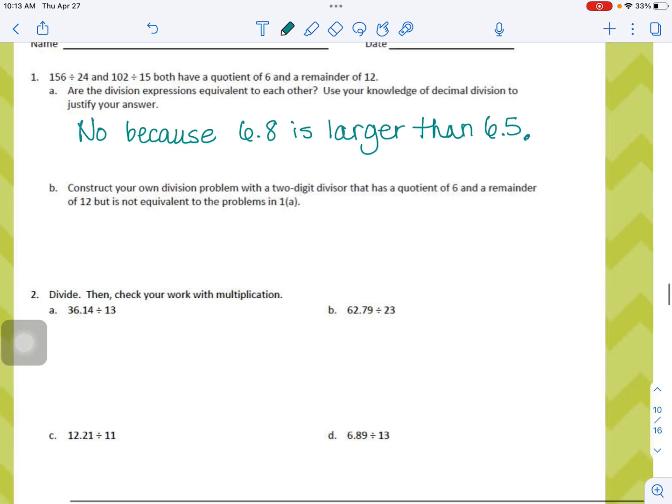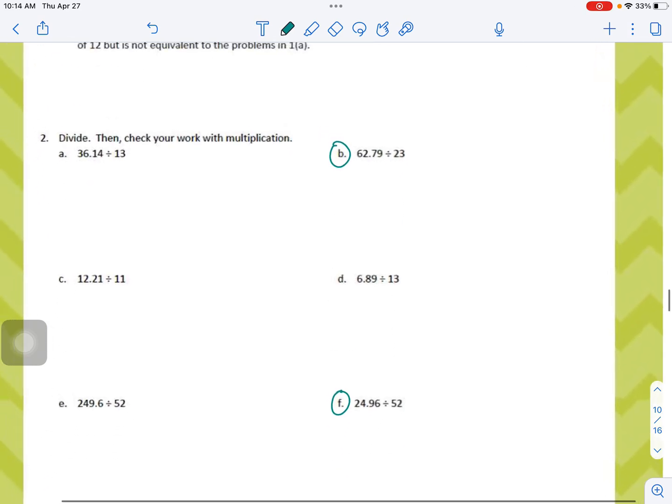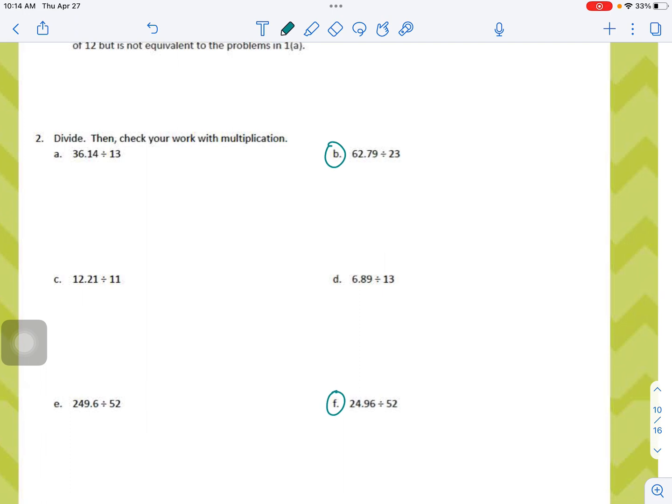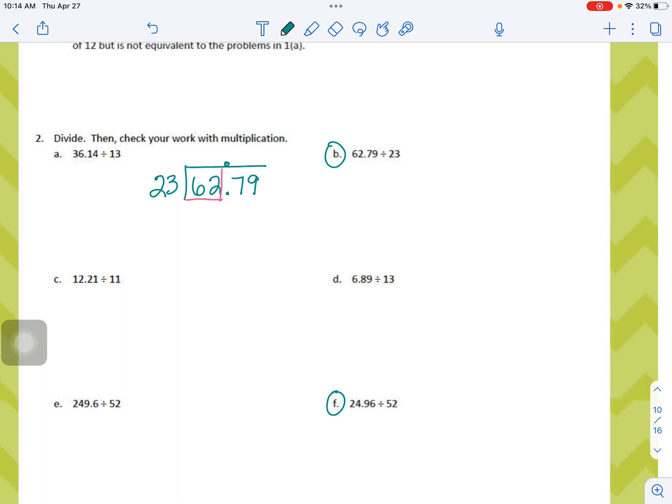Okay. So we're going to do B, and we're going to do F, and that will prepare you for your exit ticket. So I'm going to use all this space since I'm not doing the other problems. So I'm going to write 62.79 divided by 23. And I need to put my box around 62 and move my decimal directly up because we're dividing by a whole number.